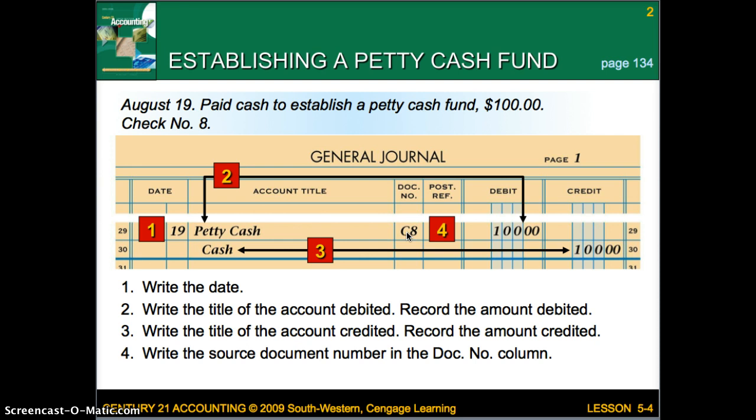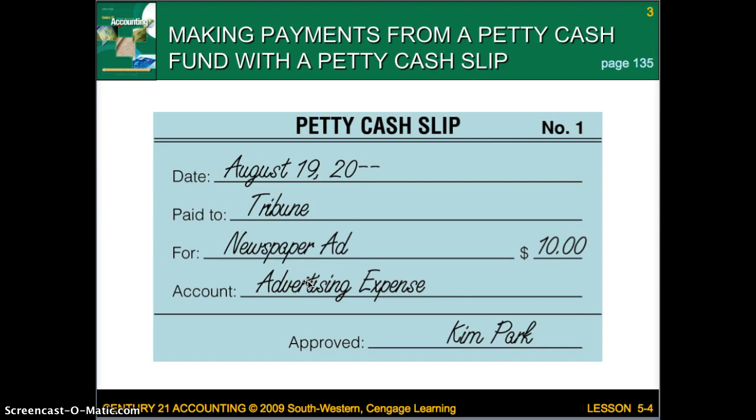We need to first of all get money in this petty cash fund, which just might be in a little drawer or a bag underneath, or in a safe in your business. So we need to write the date in our general journal. Our account debited is petty cash because our cash is growing in that fund. It looks like we are paying cash to establish a petty cash fund of $100, check number 8, and then our actual cash account is going down $100 because we've moved that into our petty cash fund, and we did that with check number 8.